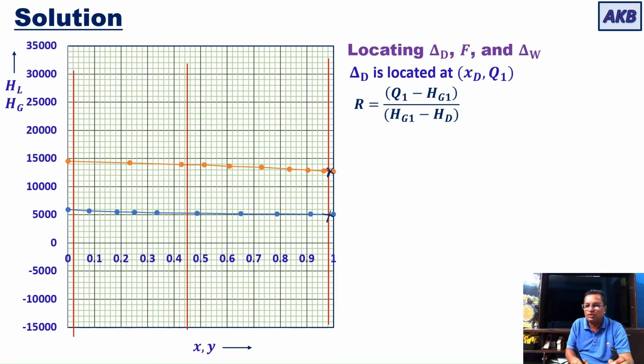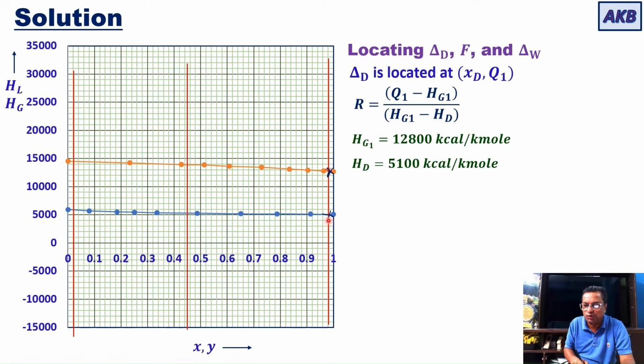So both the points, that is the point for getting Hg1 and the point for getting Hd, are located on this vertical line through xd. You please remember. And if you can read it, I will directly tell you what these values are. Hg1, that means the value of enthalpy at this point per this graph, you can read it. It is 12800 kilocalories per kilomole. And Hd, which you are going to read over here, is 5100 kilocalories per kilomole.